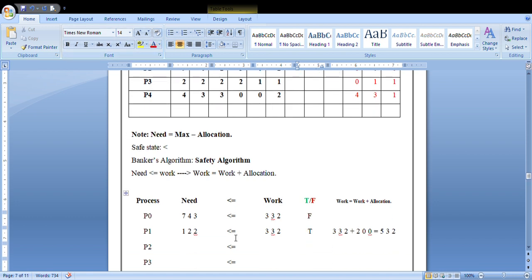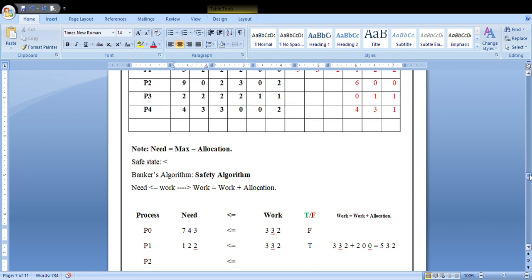And next, for the P2 process. Here for the P2 process, what is the need value you are getting? 600. That is the need value. What is the new available value? In each and every step, you have to consider the new available value. So it is 532. Now check the condition whether need is less than or equal to work. It is false. So you are not going to calculate any new available value.